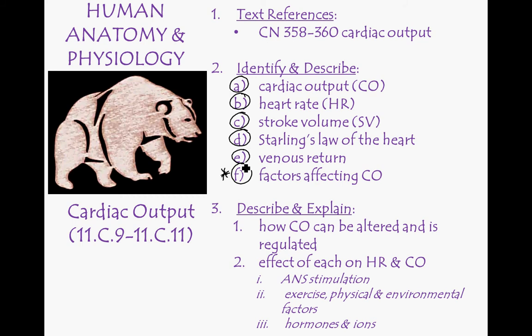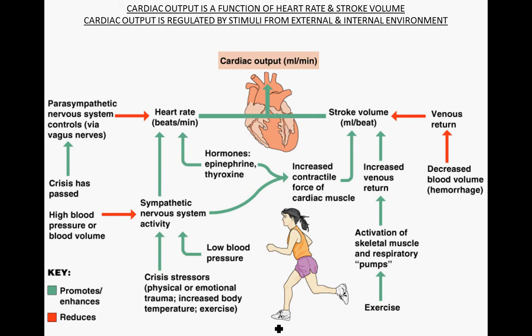So again, describing and explaining here how cardiac output can be altered and how it's regulated, and then the effect of each of these on the heart rate and on cardiac output. Okay, so this is autonomic nervous stimulation, that is parasympathetic and sympathetic nervous systems, exercise, physical and environmental factors, as well as then hormones and ions, how they're going to affect the cardiac output. So let's get started. Everything you need to know is basically on this slide and on another slide from another text, but let's start here at the top.